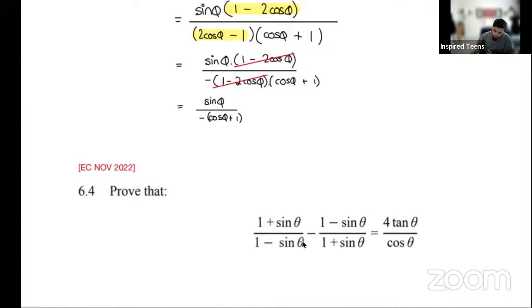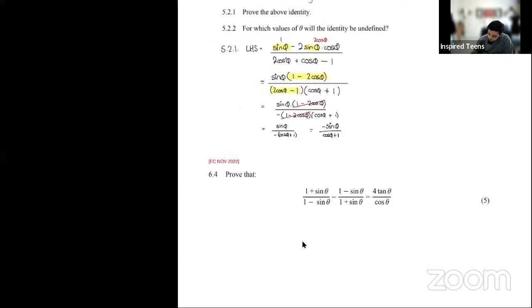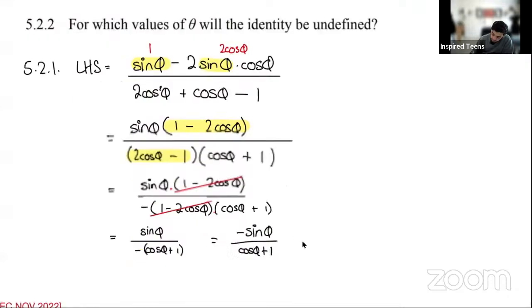For example, here, instead of multiplying out this negative, I know that the question took it to the top. So I'm also going to just take it to the top: negative sine theta over cos theta plus 1. And therefore, now I've proved that the left-hand side is equal to the right-hand side.